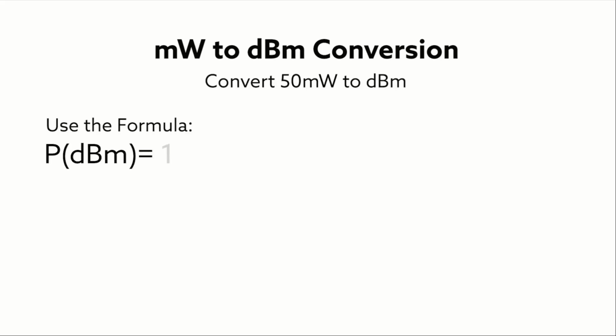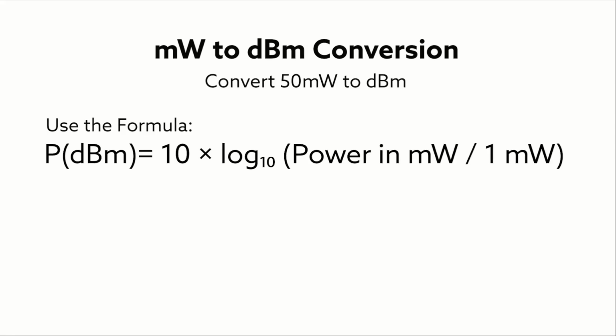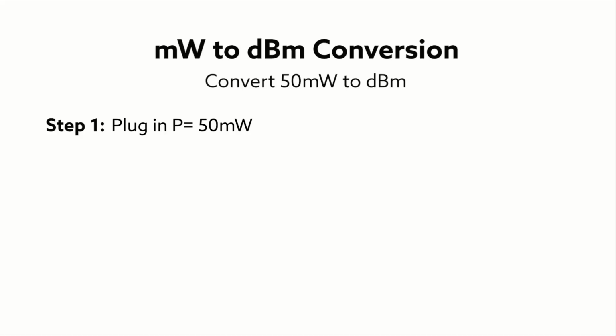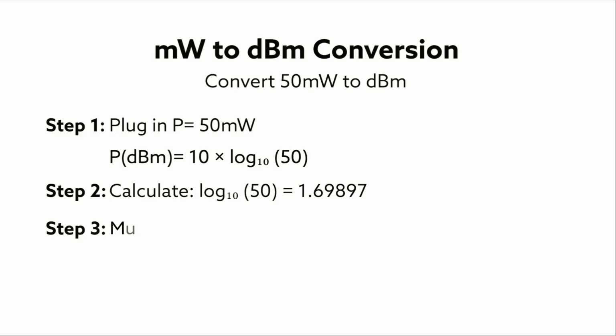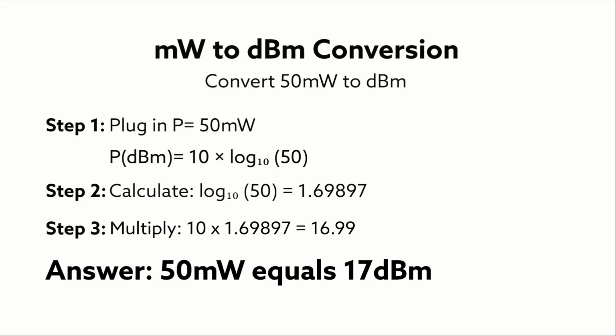So let's convert 50 milliwatts to dBm. To do so, the formula is power in dBm equals 10 times log 10 multiplied by the power in milliwatts divided by 1 milliwatt. Step 1, 50 milliwatts is your input power. So you would multiply 10 times log 10 multiplied by 50. Step 2, calculate log 10 times 50. That equals 1.69897. Step 3, multiply 10 times 1.69897. That equals 16.99. And if we round up, 50 milliwatts equals 17 dBm.